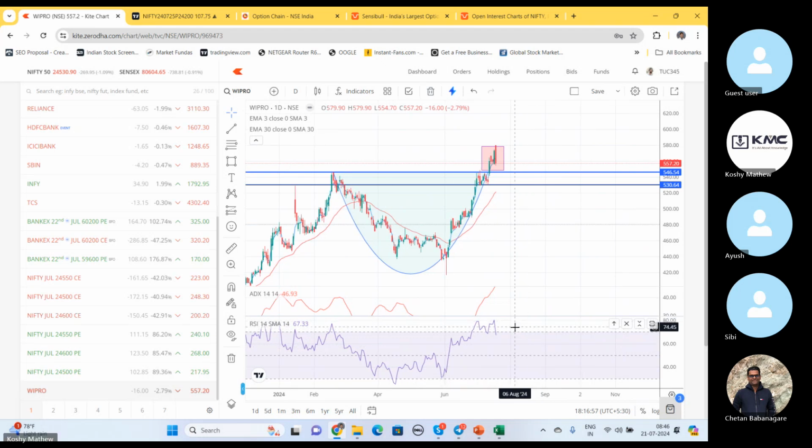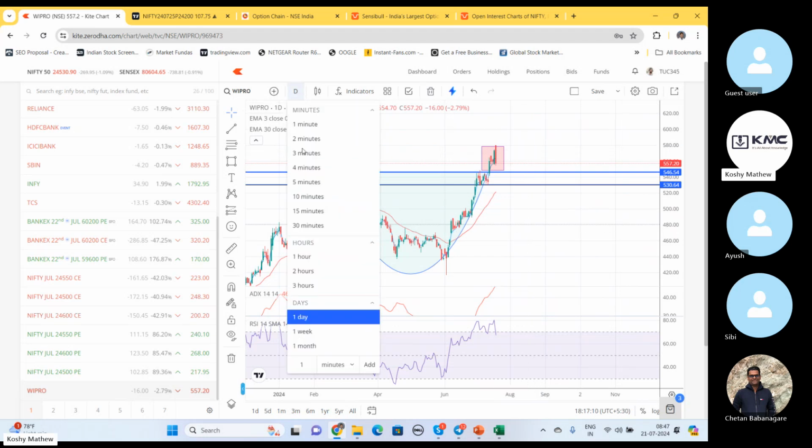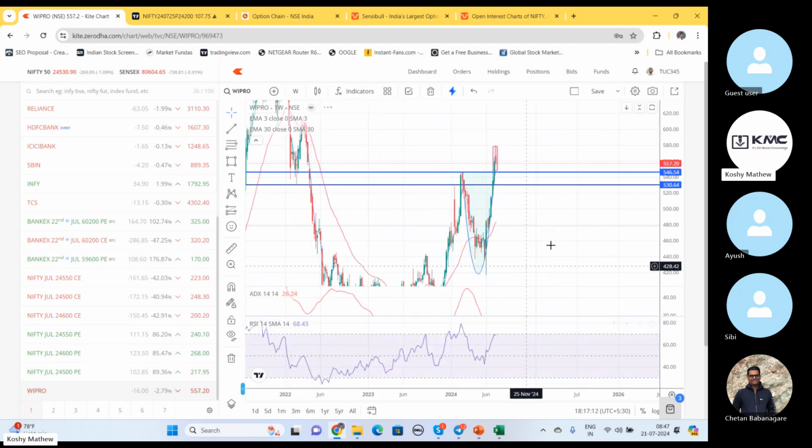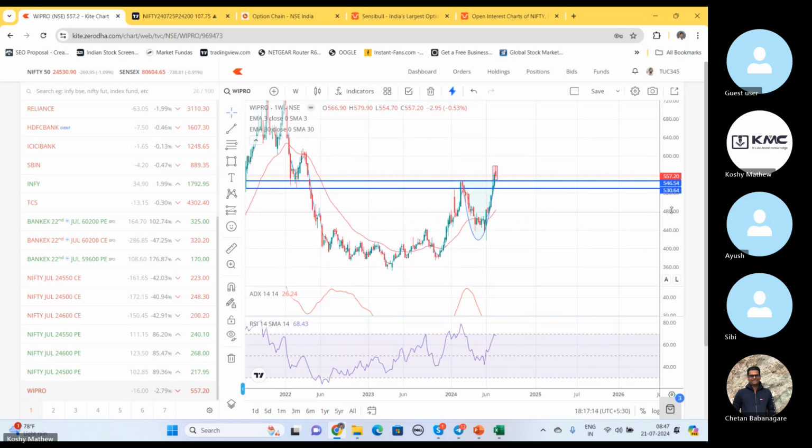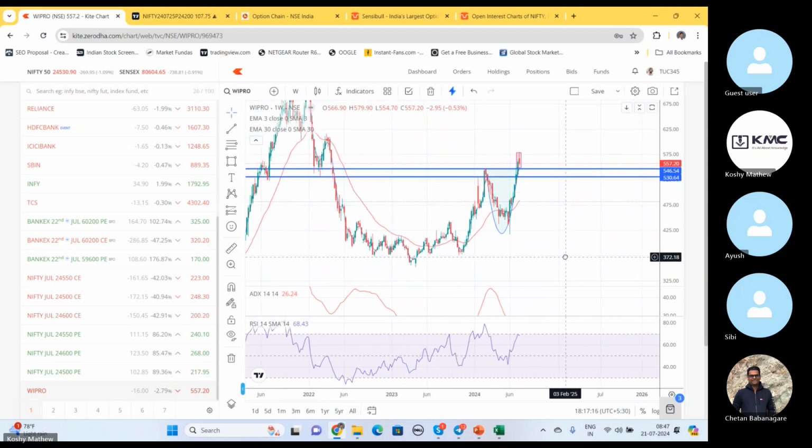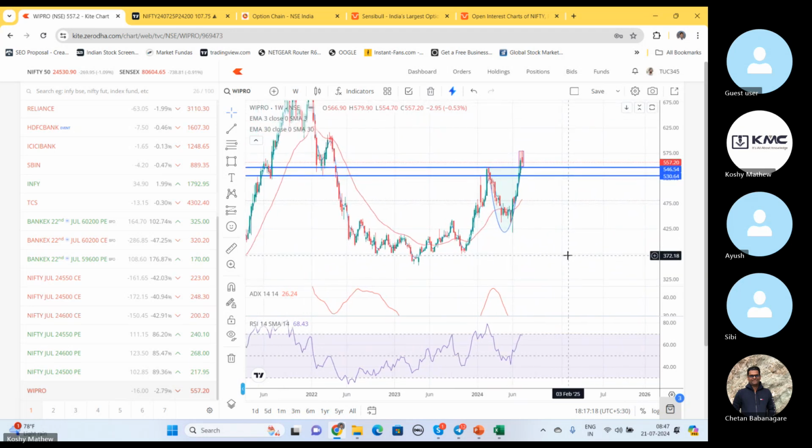But still, if it sustains this 549, if it touches and goes up, you can keep buying it because it's a good cup and handle pattern it is making. This is how you analyze stocks. Go for a weekly. Check what's happening in the weekly. Same funda. It made a round, then came down, and is going up.